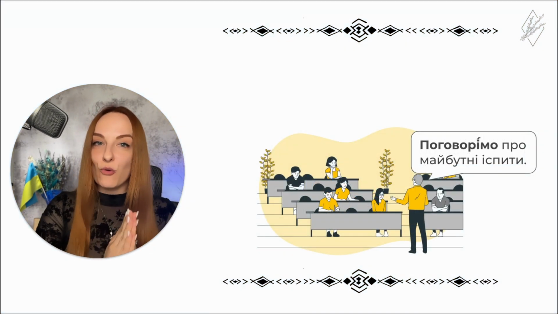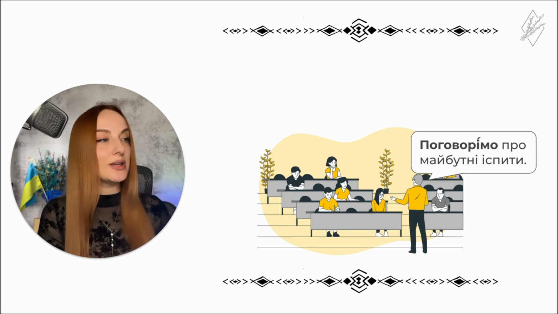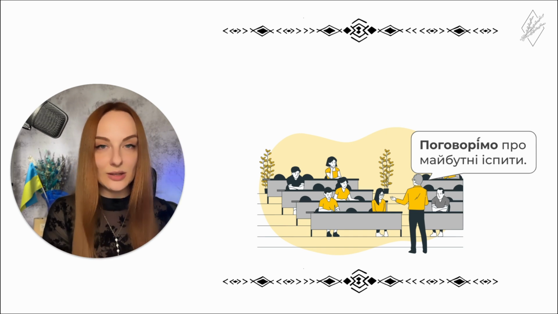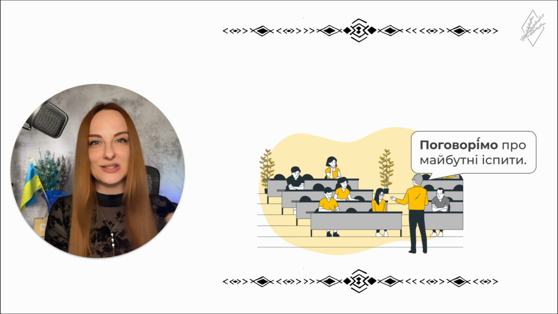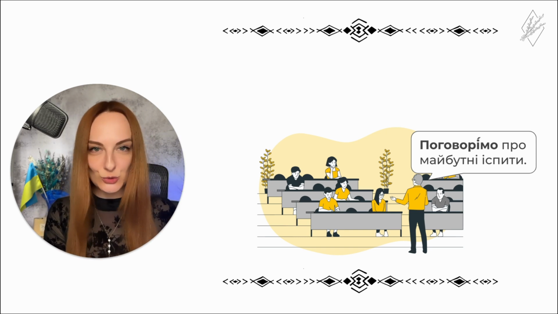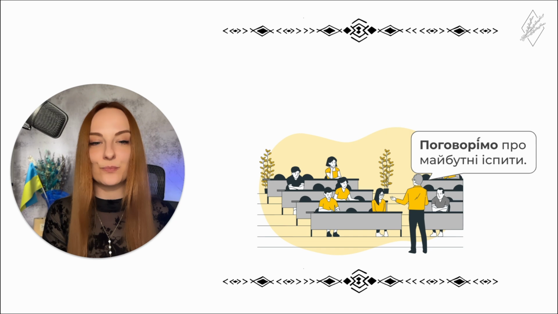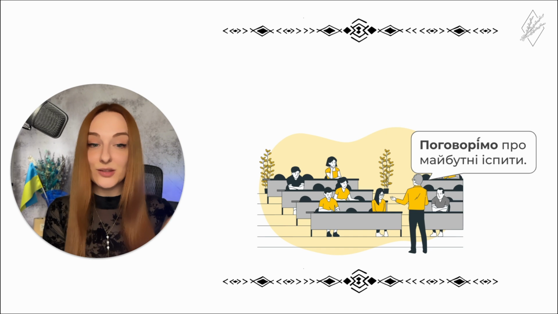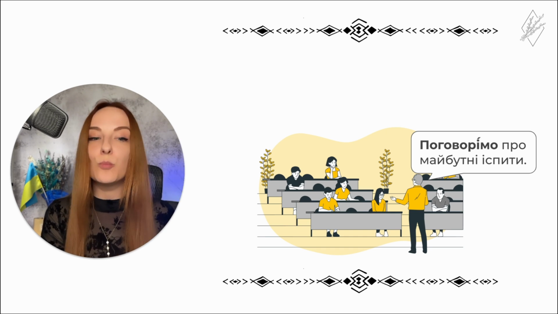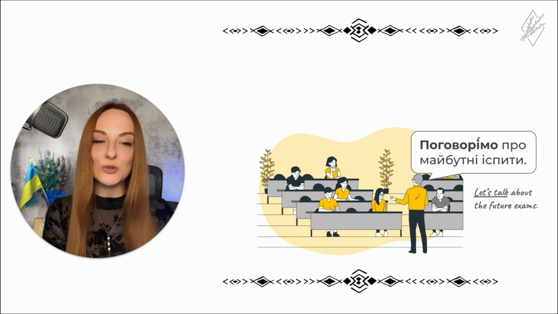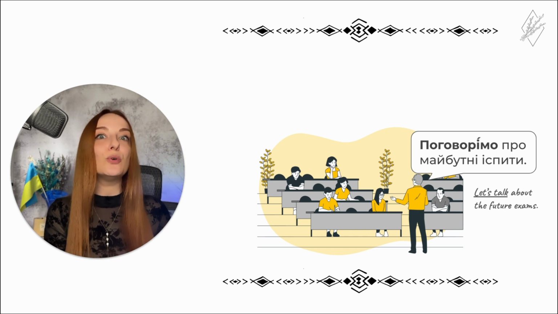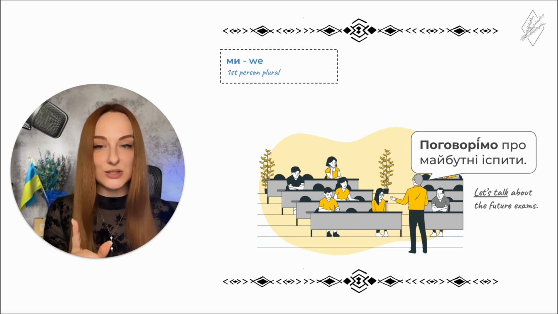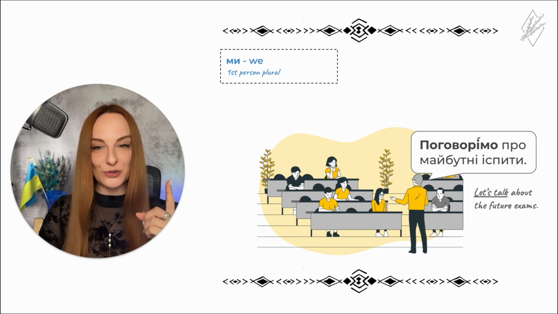Another form of imperative mood is when we suggest another person to do something together, like let's do something. In English, for that, we use two words, let's and the verb itself. Let's do, let's go, let's buy, and so on. In Ukrainian, we have a separate form of the verb for that. As you can see in the example, поговоримо про майбутні іспити. Let's talk about the future exams. So, поговоримо already means let's talk. And this we use for the we form, for the first person plural.